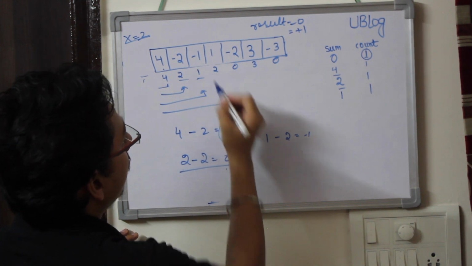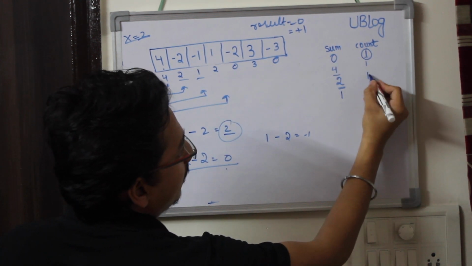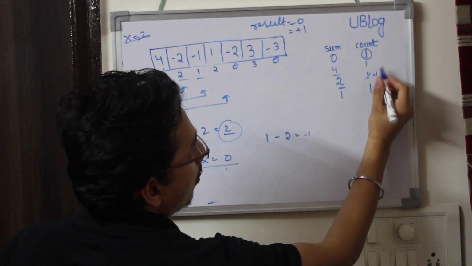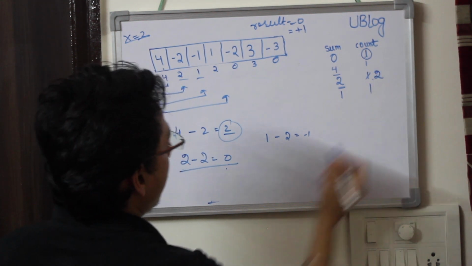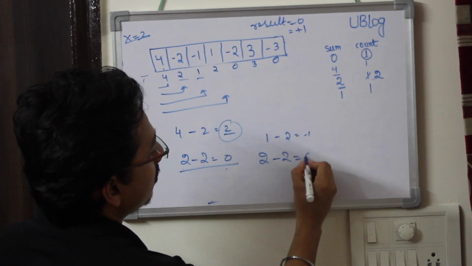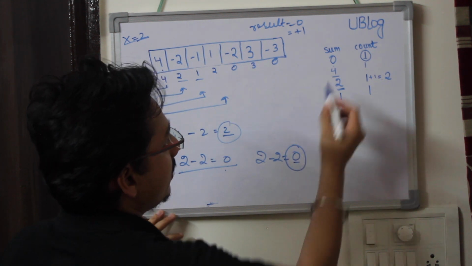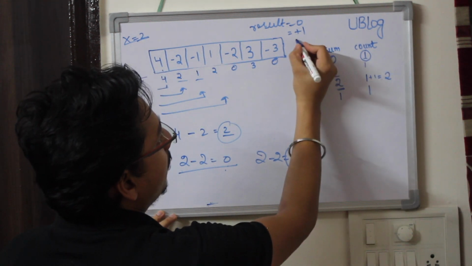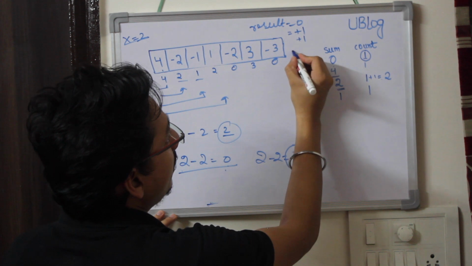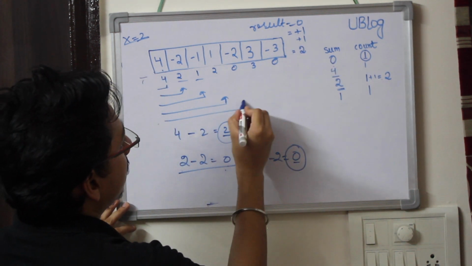Again, now the sum is 2. I have already seen 2, so I'll just update its count. And again applying the formula, 2 minus 2 is 0. So have I seen sum 0 in my subarrays? Yes, I have seen it, and the count was 1. So I'll update my result with 1 again.